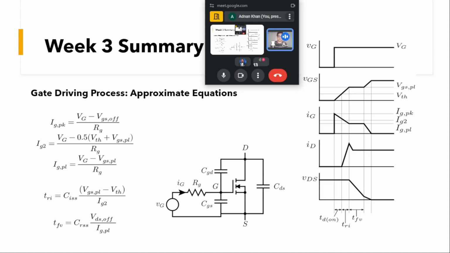In a similar fashion, in the plateau, we can calculate this fall time, because we know the VDS off at that time, we know the CRSS, and that is provided in the data sheet, and we know this current, we can calculate it with I equal to C dV by dt. So these are the different parameters, and if you have these given, you can calculate these things.